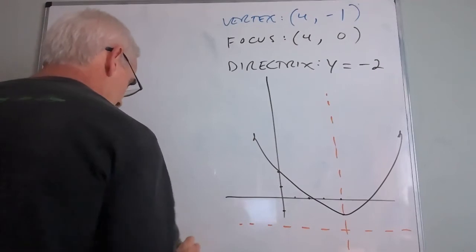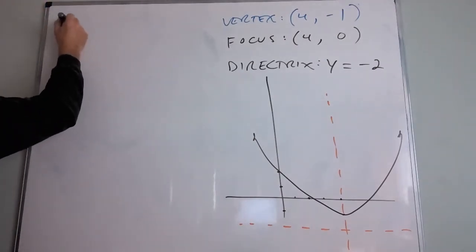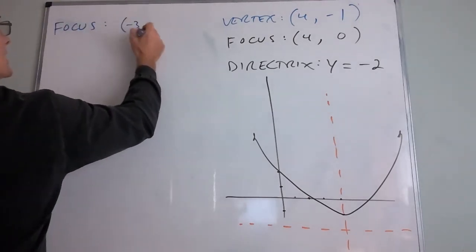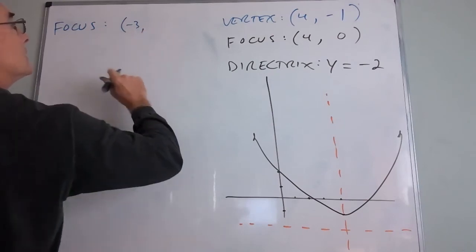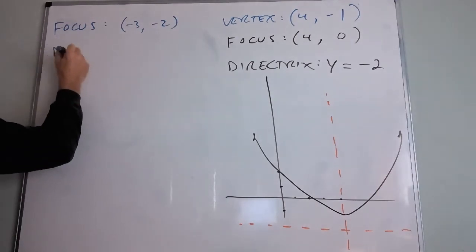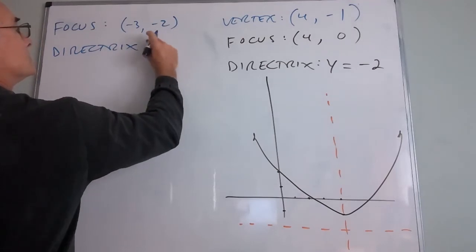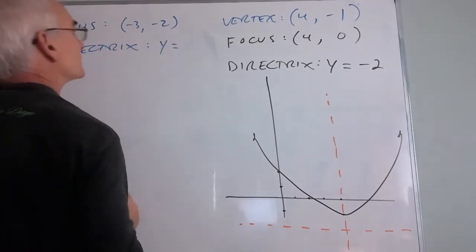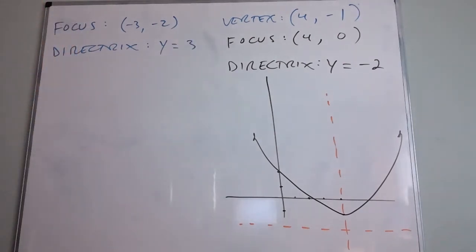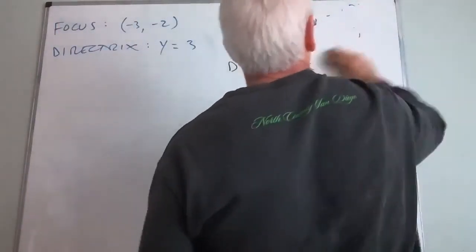Let's suppose, let's make one kind of ugly. Let's suppose I'm going to give you that the focus is, how about at -3, -2, and the directrix is at y equals +3. There can only be one parabola that satisfies this. There cannot be two.